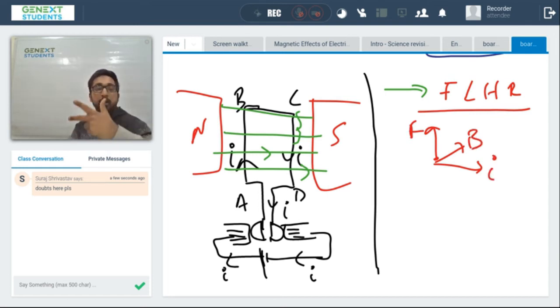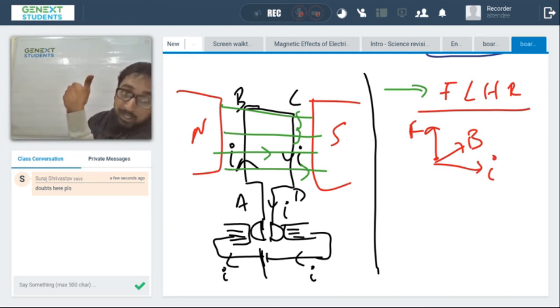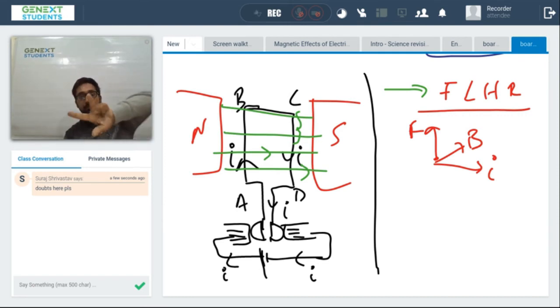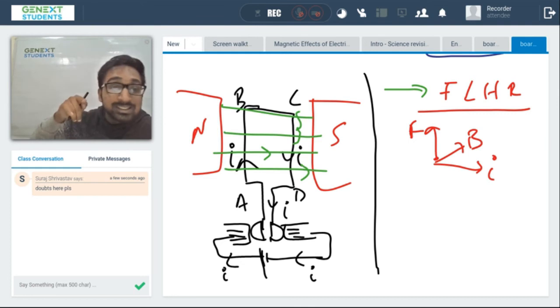FBI. Use your left hand and see where the magnetic field is. The magnetic field is in this direction. This finger represents the magnetic field. This one represents the force in which it will be applied, and the third finger, the middle finger, represents the current. The current is in the upward direction, and the magnetic field is in this direction. So what will be the direction of force? It will be inside the plane.